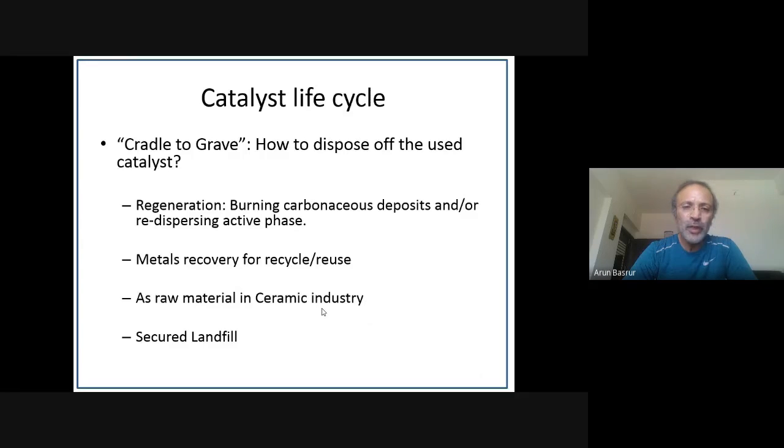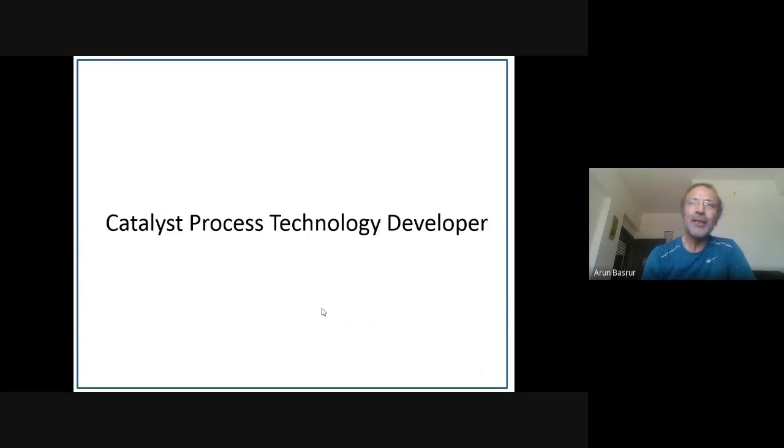If it is not useful in the ceramic industry as a raw material, then the last option is a secured landfill. So you basically dig a hole and put it into the ground. But this has to be done in a notified area, and care has to be taken that the catalyst which goes into landfill does not contain leachable metals. Otherwise, it has to be put into a separate container before it can be put into a secured landfill. So that completes the role of a chemical engineer as a catalyst user.